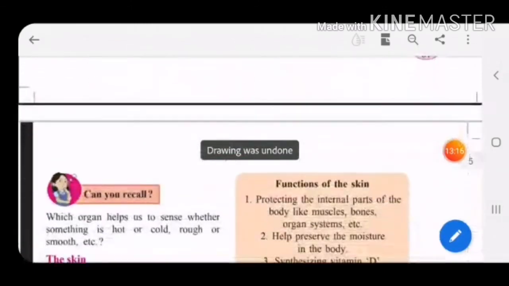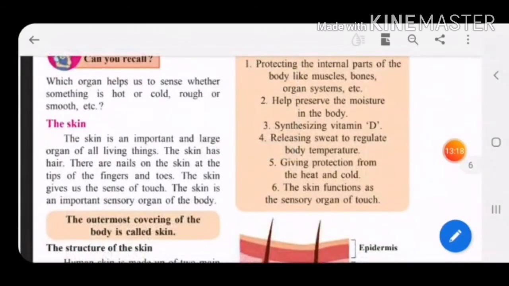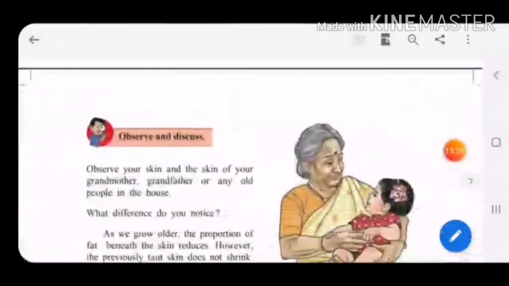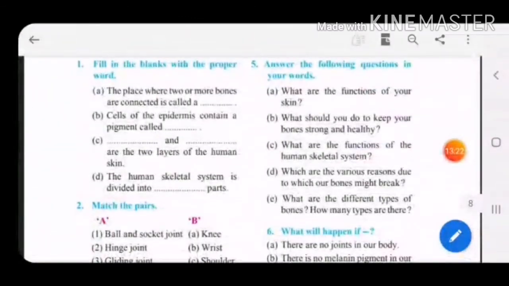So we will see till here. In the next part, we will see about skin. So revise your lesson from the textbook till here.